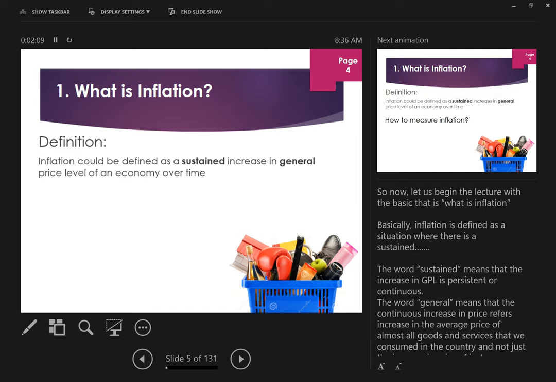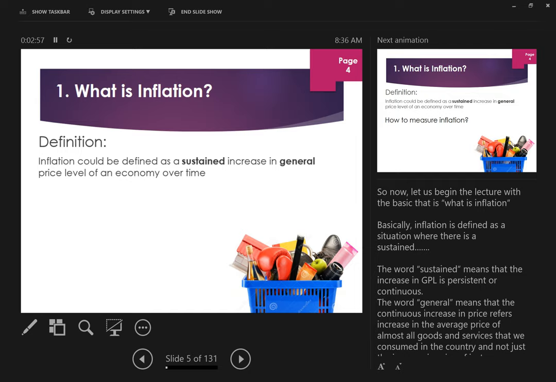The word sustained here, we need to emphasize the importance of this word. Because if it's only for just one time period, it might not qualify as what we call inflation. Sustained here suggests that the increase in the general price level must be persistent or continuous across a period of time. Just want to mention, when we talk about inflation, it's not just the price level of one item. Do note the definition states that it's an increase in the general price level. So it is talking about the increase in prices of a few goods and services.